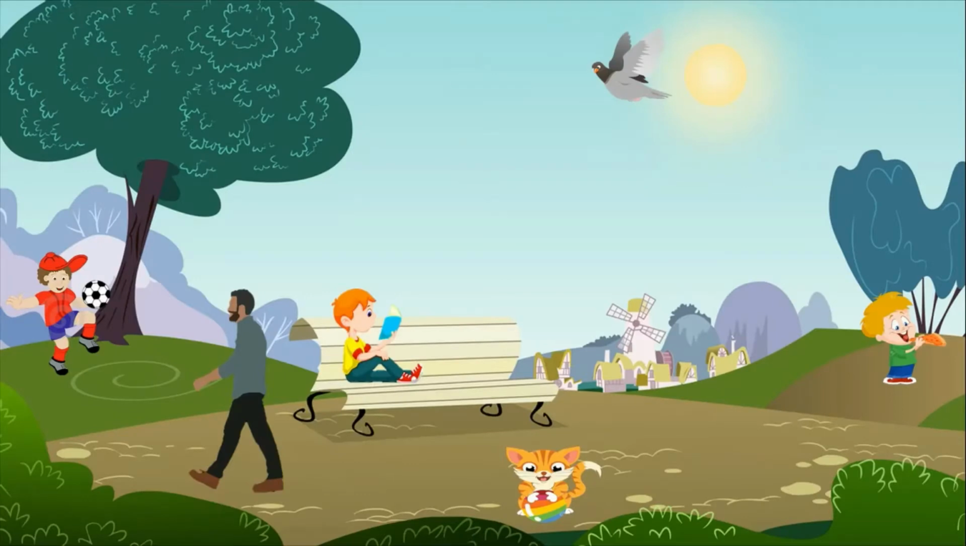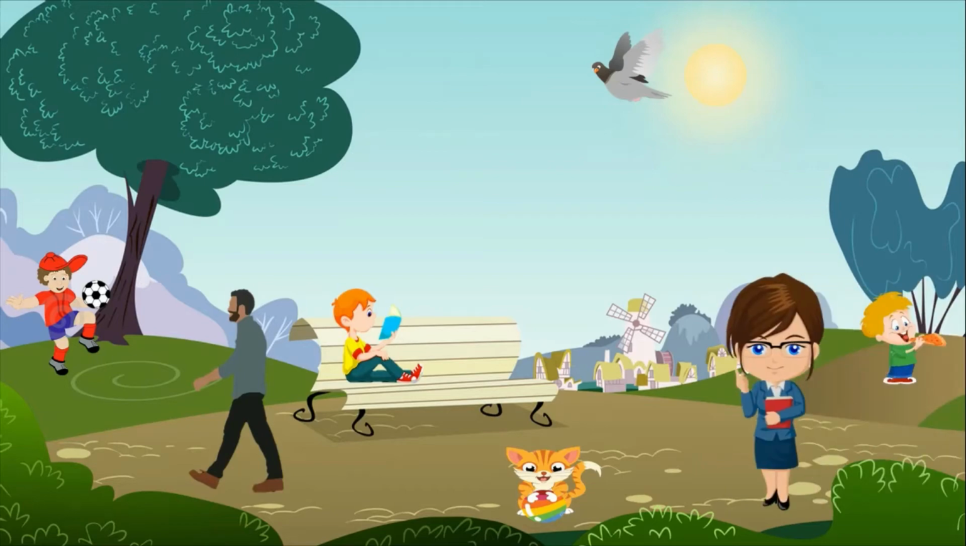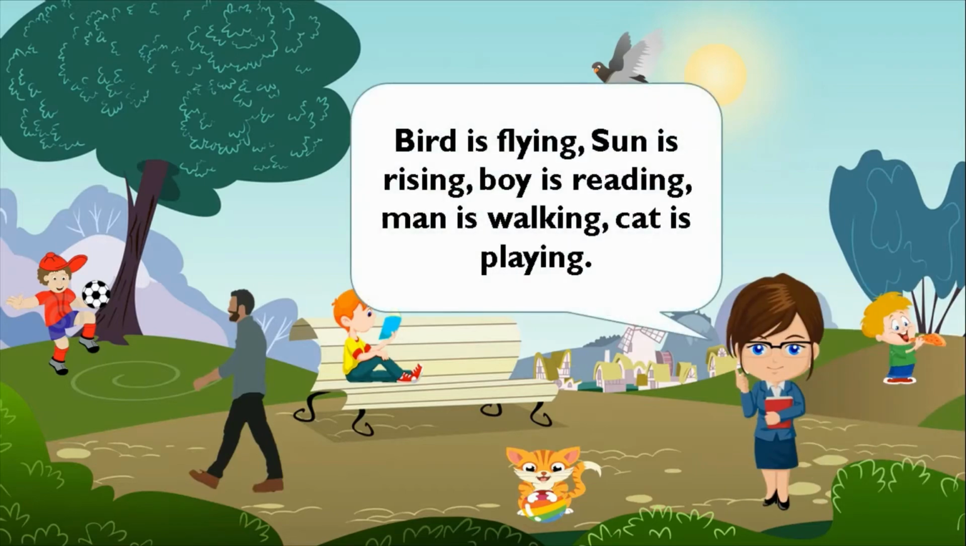See friends, carefully watch this picture and observe all the things happening there. There are so many activities going on there. You have to observe all the things and keep them in your mind. Friends, what do you see here? Well, I see here a bird is flying, sun is rising, boy is reading, man is walking, cat is playing. All these actions are going on there.